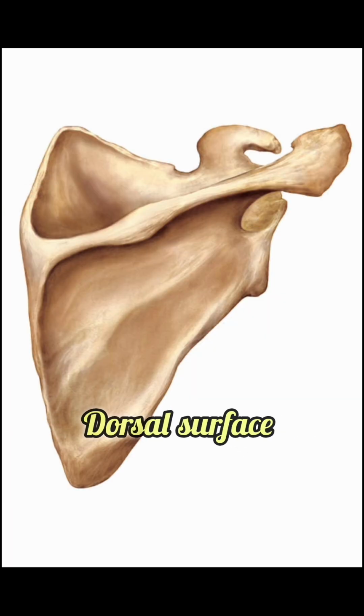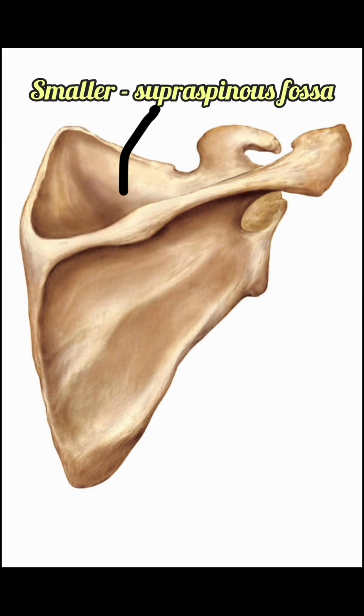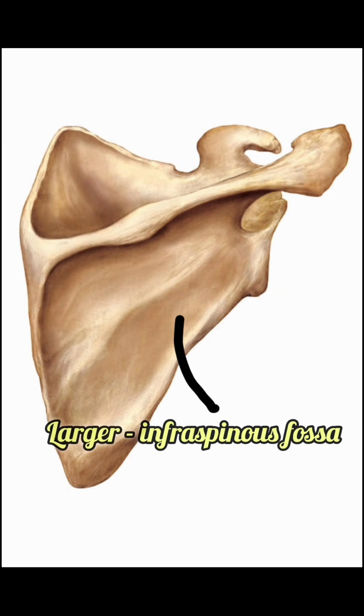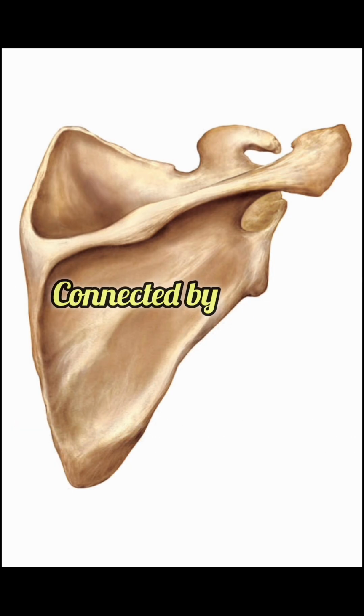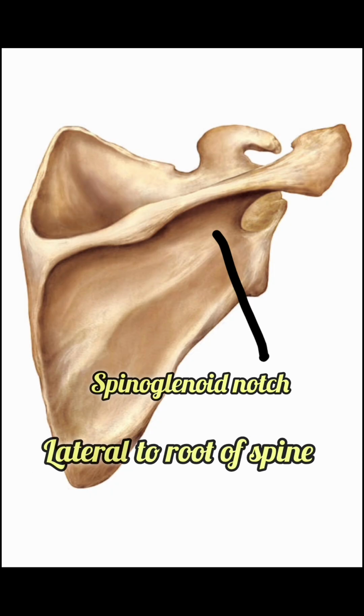Coming to the dorsal surface, it gives attachment to the spine, which divides the dorsal surface into the smaller supraspinous fossa and the larger infraspinous fossa. These two fossae are connected by the spinoglenoid notch located lateral to the root of the spine.